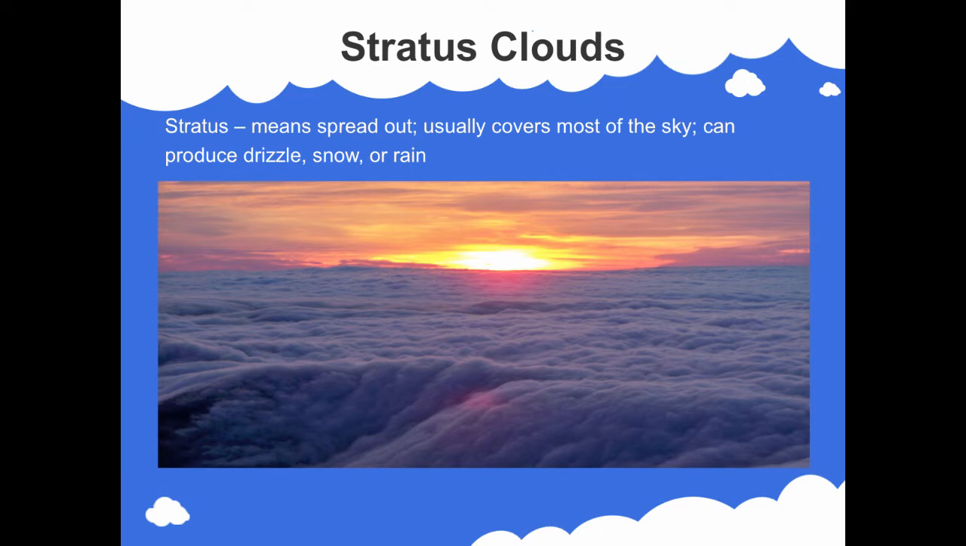The next cloud type is the stratus cloud. So stratus means spread out, usually covers most of the sky, and stratus clouds can produce some sort of precipitation like some rain, drizzle, or snow. So in the picture you have the top view of a stratus cloud, so you can tell it definitely blankets a huge area of the sky. So if you were below that, you wouldn't see the sun, it would just be kind of gray.